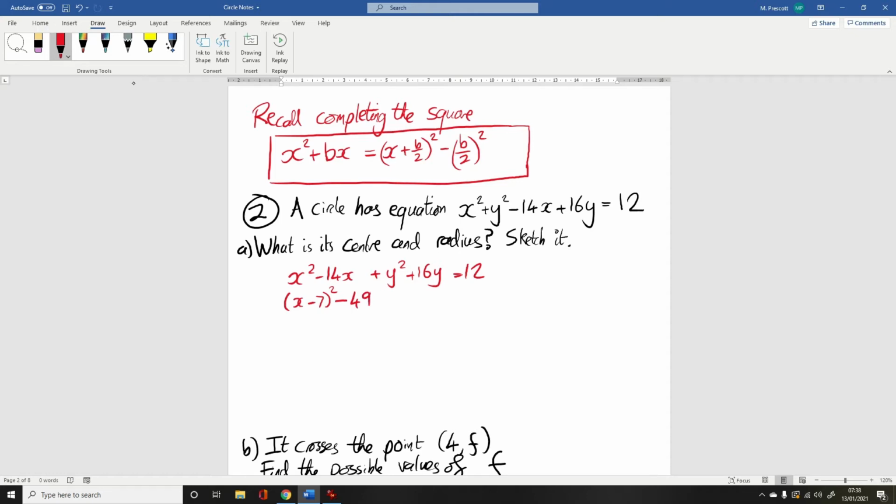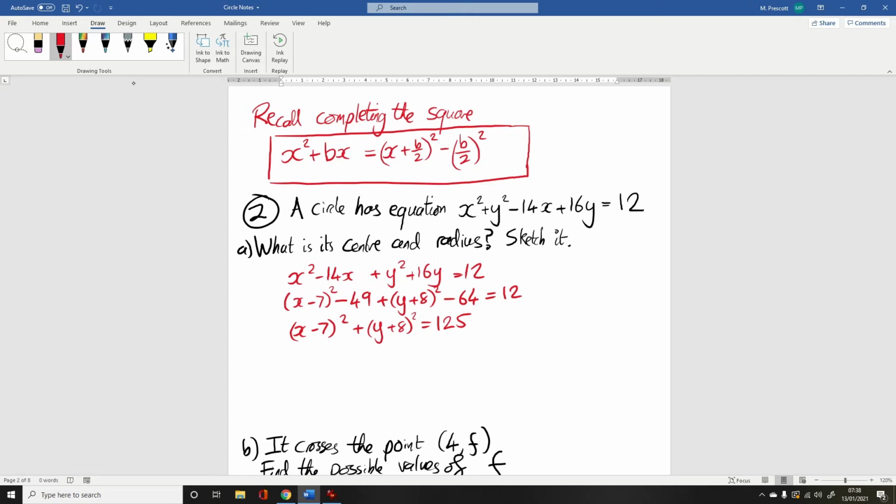And then we've got (y plus 8) squared, and we still end up subtracting that, so we're going to have minus 64. It's always a take away outside the bracket. That's equal to 12. So we've got (x minus 7) squared plus (y plus 8) squared. And then we're going to take the 49 and the 64 and we're going to add them across to the other side. So that'll be 76, 125. And that's almost in our equation, isn't it?